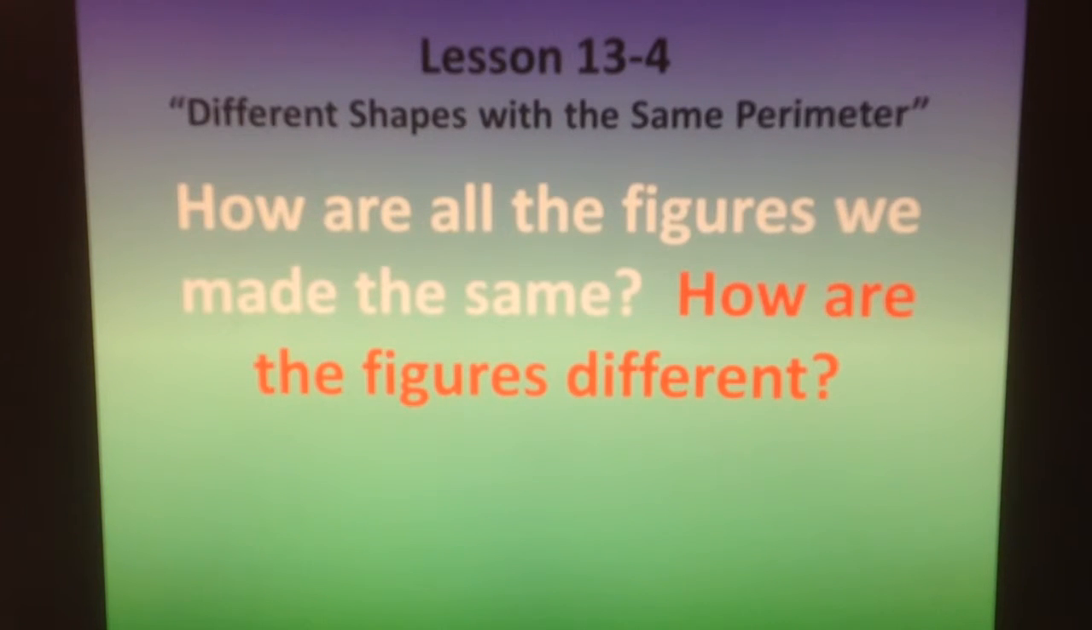So how are all the figures we made the same? How are the figures different? Well, they're all the same because they have the same perimeter. They're different because they're not all the same shape or the same figure.